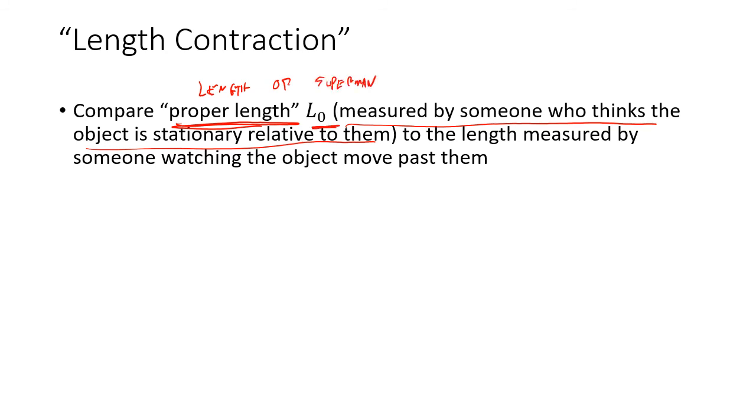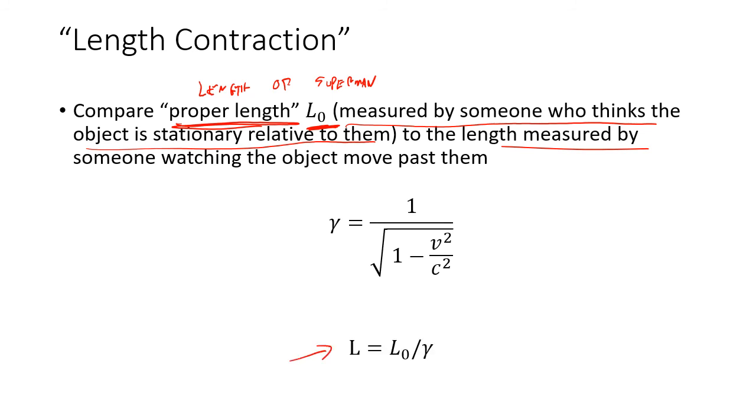You compare the length that Superman thinks he is, L0, to the length that someone else would measure watching him go past. You calculate a gamma factor in exactly the same way, and the length seen by me on the ground equals the length that Superman thinks he is. I should have said not the length of Superman, the length Superman measures for himself.